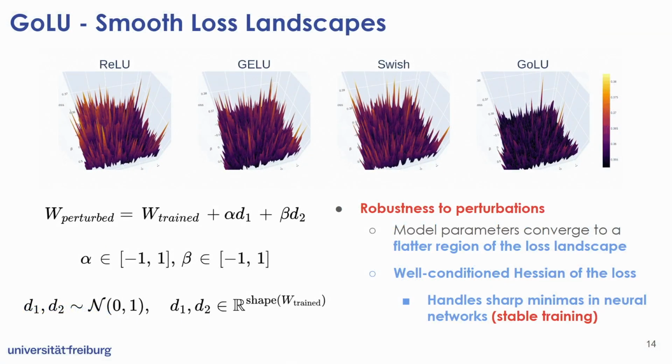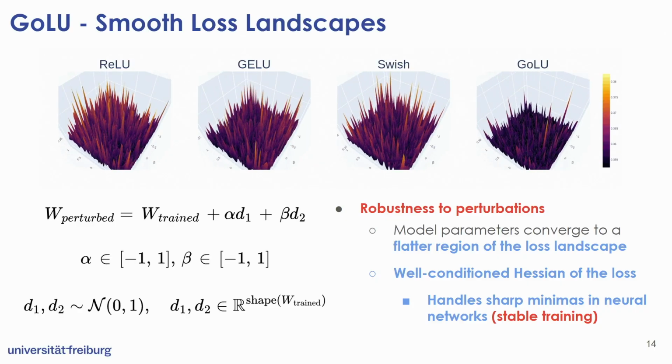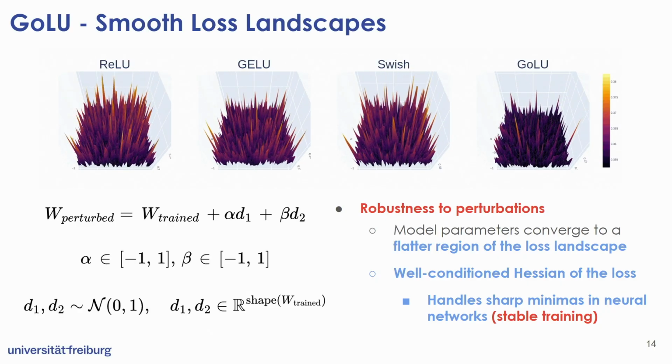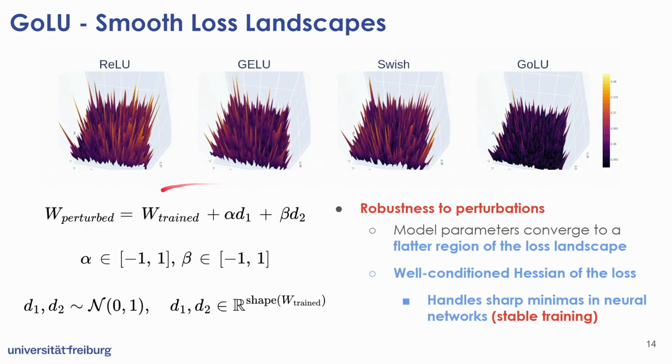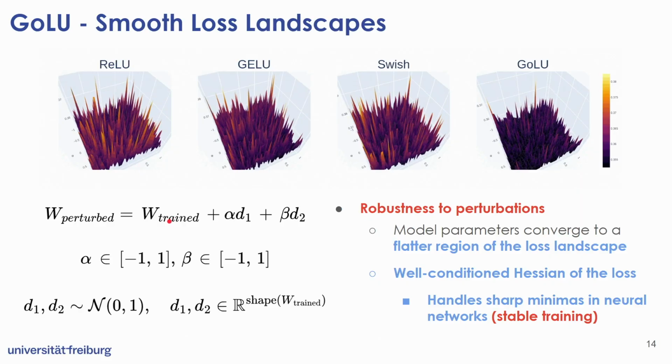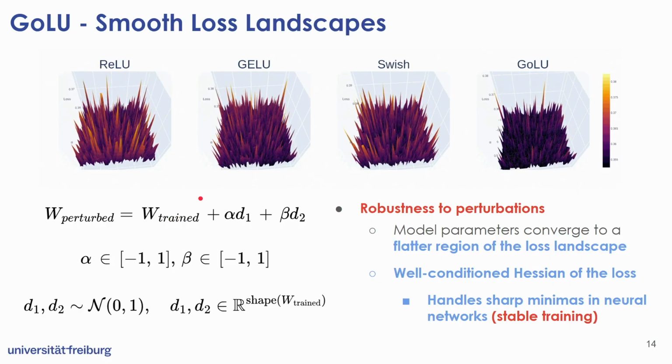The third property that we see with GoLU is also very interesting. So we do another experiment to prove that GoLU makes your training very stable. We take ResNet 20, we train it on CIFAR-10, and after training the model on the respective activation functions, we do some noise addition or perturbation to the learned weights, and we observe that GoLU always provides a much smoother loss landscape.